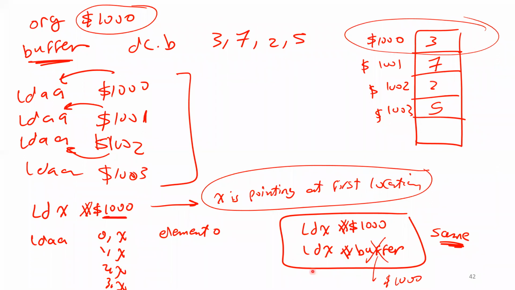I'm not gonna bother myself. I'm gonna say load X buffer. So the beginning address will be in X. And then I can say read 0,x, 1,x, 2,x, 3,x. I can do it this way as well.